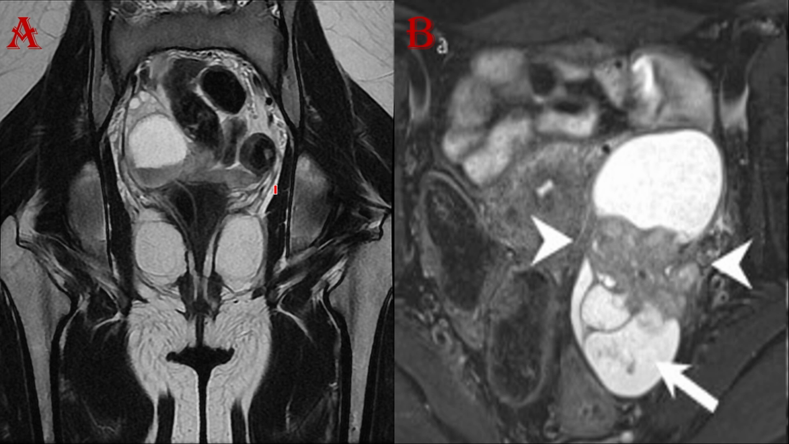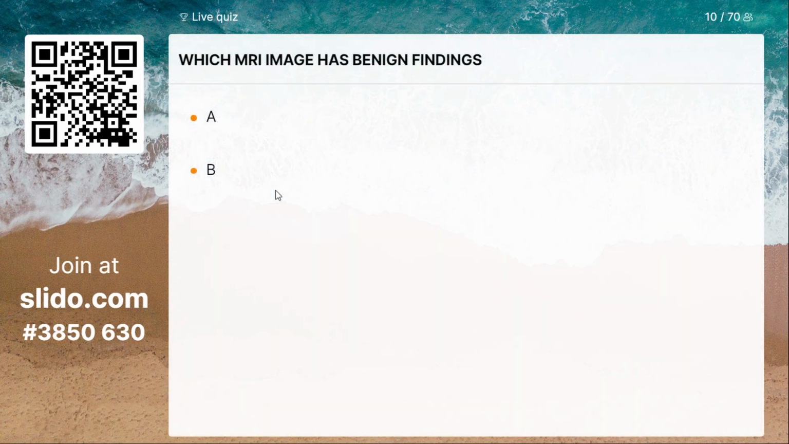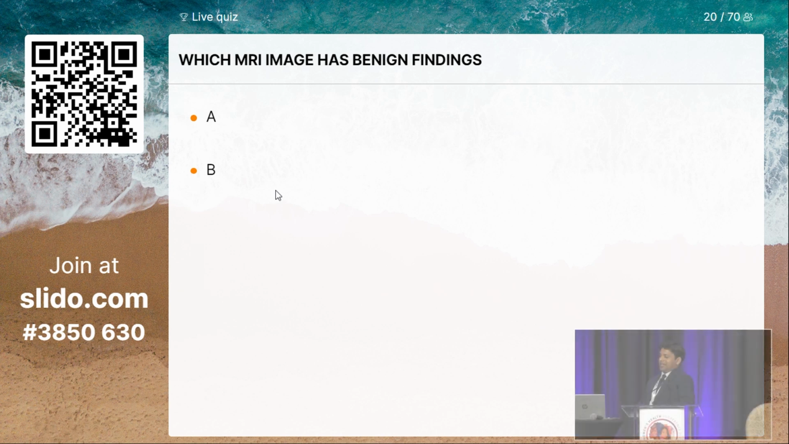This is the MRI. Once you diagnose the ultrasound, you have to see MRI here. There are two images, again, A and B. One is a hemorrhagic cyst, and the other one is an ovarian cancer. Can you say which one is which? So does A have benign features, or is it B?